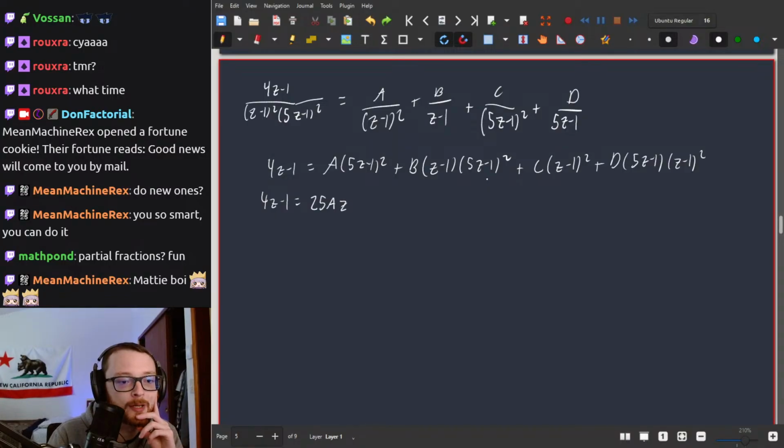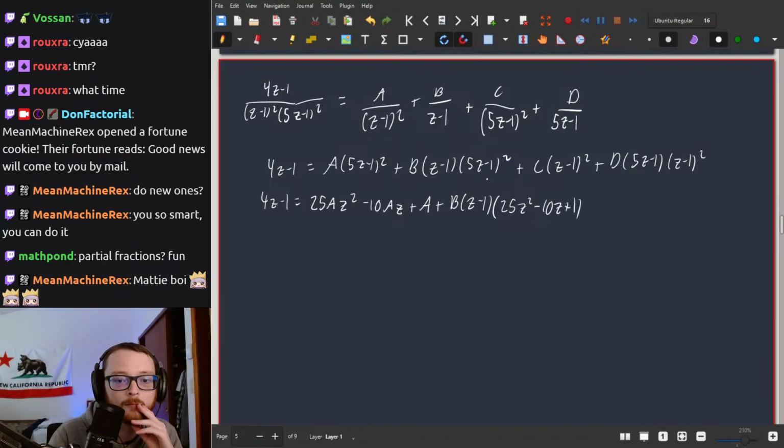There's quite a bit of algebra to do by hand, though. 25z squared minus 10az plus a. Cz squared minus 2cz plus c. Oh my god. We're going on to a second line.